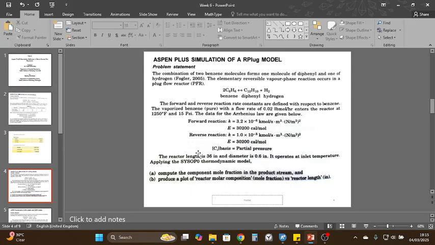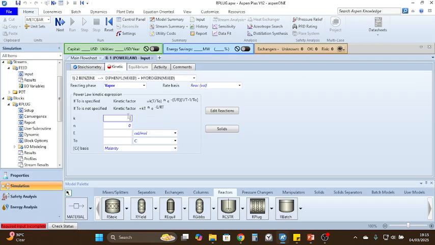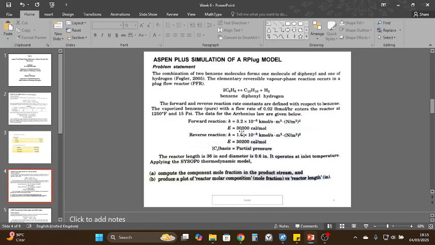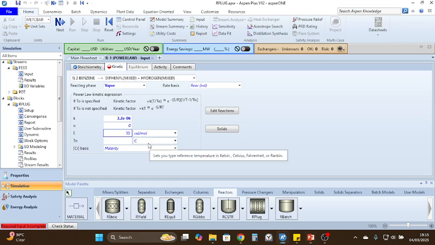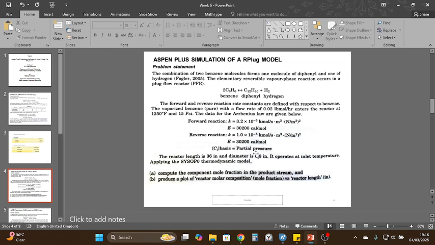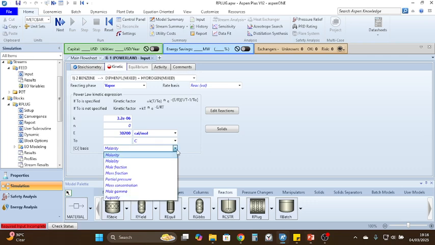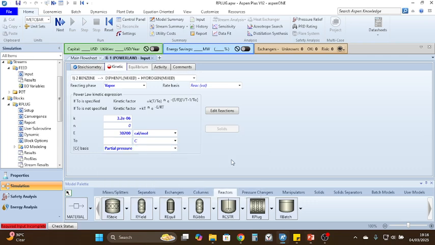Next, we have to fill up these forms. For the forward reaction, K is 3.2 into 10 to the power minus 6, so this is 3.2 e to the power minus 6. And the activation energy is 3200 calorie per mole. Now the concentration basis, it is given in partial pressure, if I am not wrong. It is vapor phase, it has to be, yes, CI basis is partial pressure. So over here we have to select partial pressure.